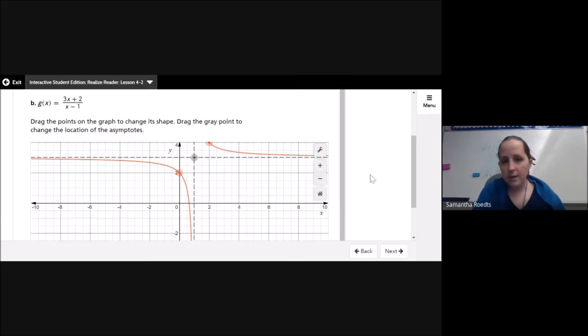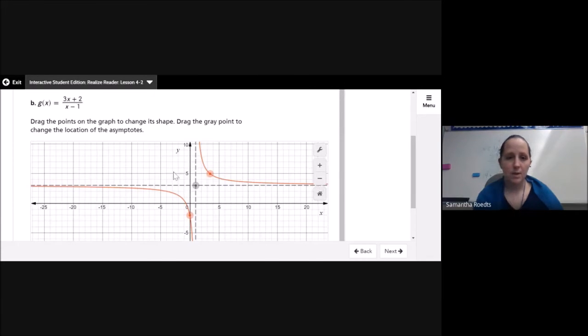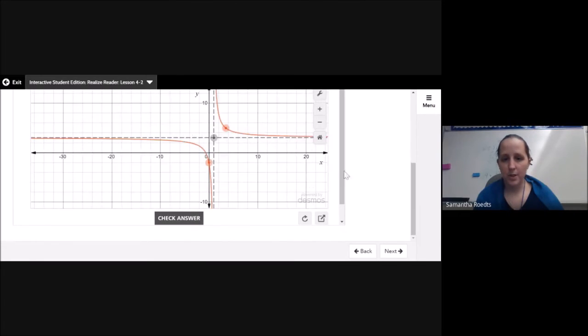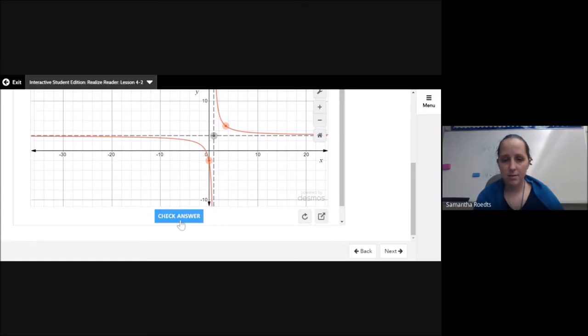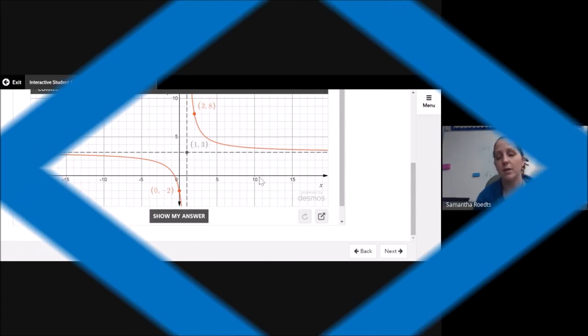Now I get to pick some points. Okay, so there's my graph. Of course, I can check my answer. Okay, the asymptotes are 1 and 3. They pick 2, 8, and 0, negative 2.